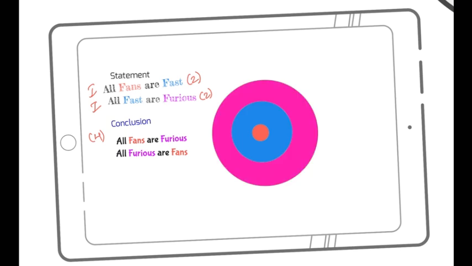That's how I get the final conclusion now. This is my fan, this is my fast, and this is my furious. Let's check how many conclusions we have altogether. If I say all fans are fast, I can get two from here: some fast are fans, some fans are fast, which we have seen. If I say all fast are furious, I can again get two from here: some furious are fast, some fast are furious.